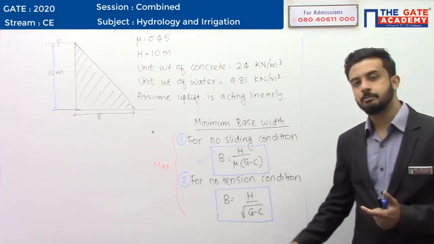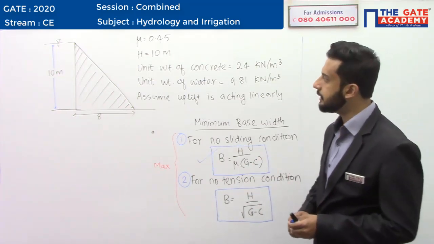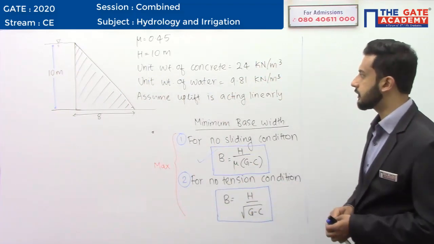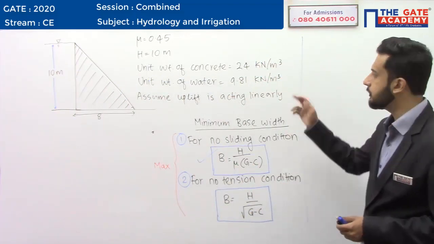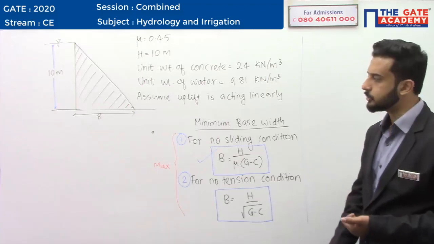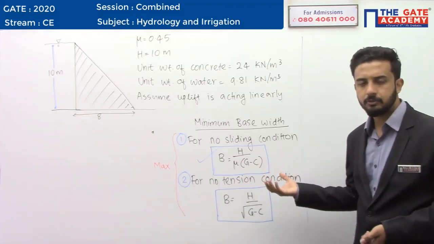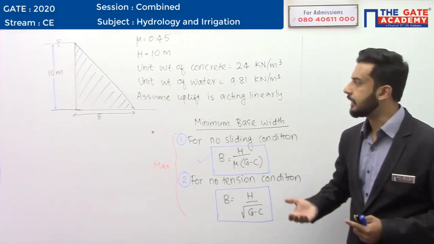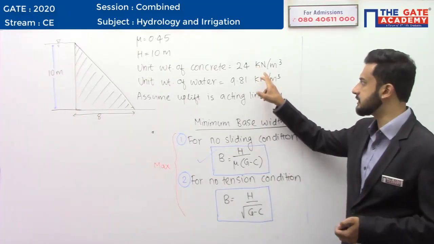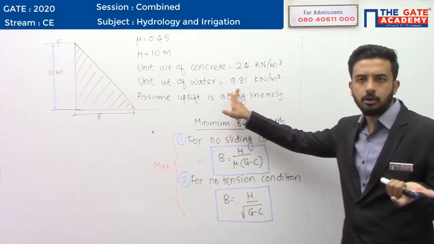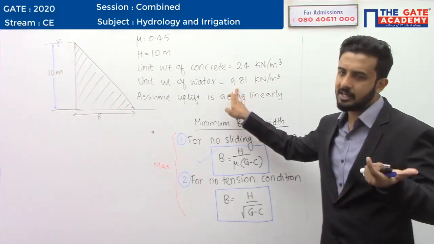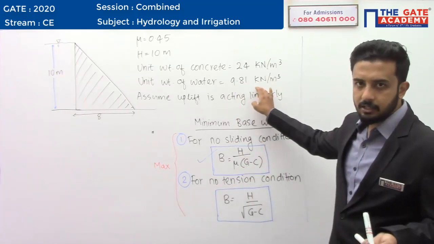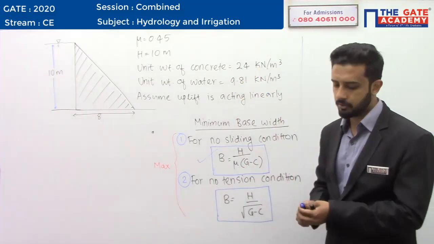The G value is the specific gravity of the dam material. Here, instead of giving it directly, they have given the unit weight of concrete in kilonewton per meter cube, as well as the unit weight of water. We know the specific gravity of any material is the unit weight of that material divided by that of water. They have given both in the same unit. Generally, if they are not given, we assume the value to be 10 kilonewton per meter cube. But here they have directly given 9.81, so we will take 9.81 only.